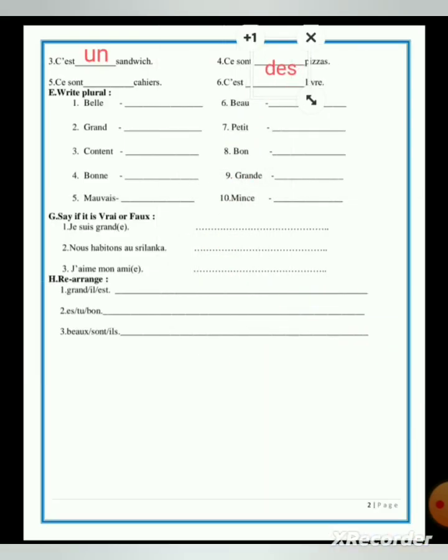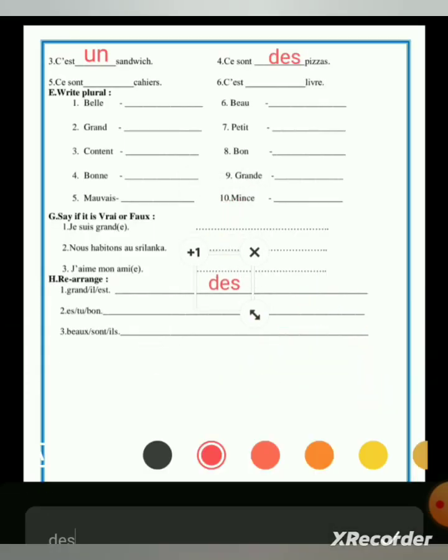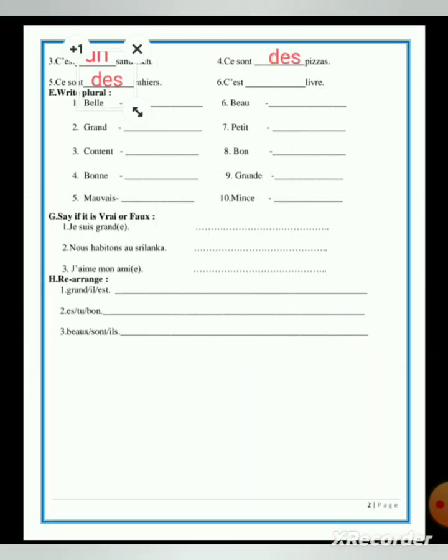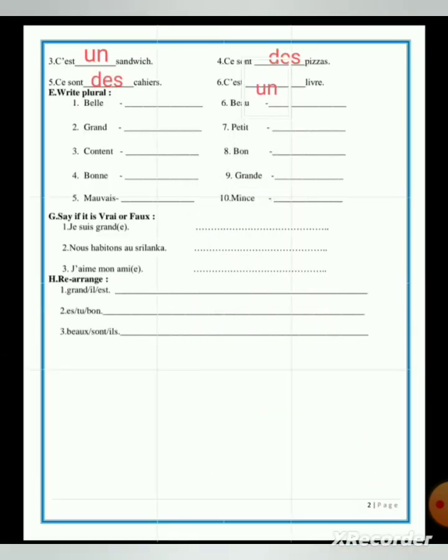Ce sont des pizzas. Number 5 is ce sont, then there is a fill-up, cahier. Cahier means notebook. Now it is ending with S, so notebooks. These are the notebooks. So which article here will we use? Des. These are notebooks. Last one is c'est, meaning this is. Livre. Livre is masculine. So we will write the article.